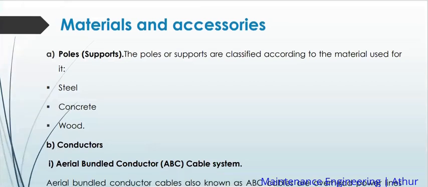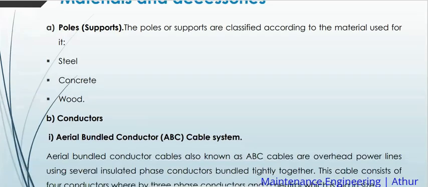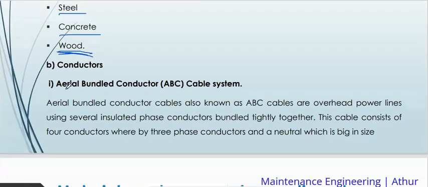We have some materials and accessories. We have poles, or what we call supports, that I've been talking about. And here we use wood. I have never interacted with concrete, and neither have I ever interacted with steel. I have been interacting with wood. These are the poles I've interacted with, but they are all poles and they are supports. We have conductors. We have what we call an aerial bundled conductor.